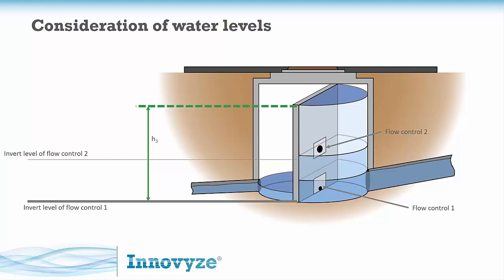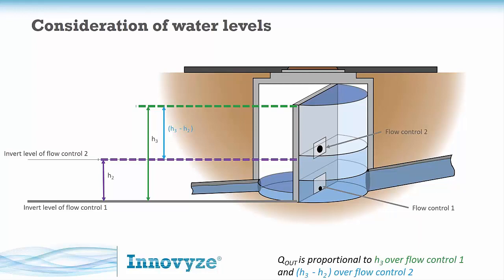If I subject it to a third head, so an increased level of head, then what I have to consider is I now have a head of H3 acting over flow control number 1, and therefore I get some flow coming out through flow control number 1, but I also get the difference between that invert level of the second flow control and the top water level, the head level, so H3 minus H2 in this example, acting now through flow control 2. So just to look at the fact that our outflow is now a cumulative effect of flow going through flow control number 1 and flow going through flow control number 2 as well.